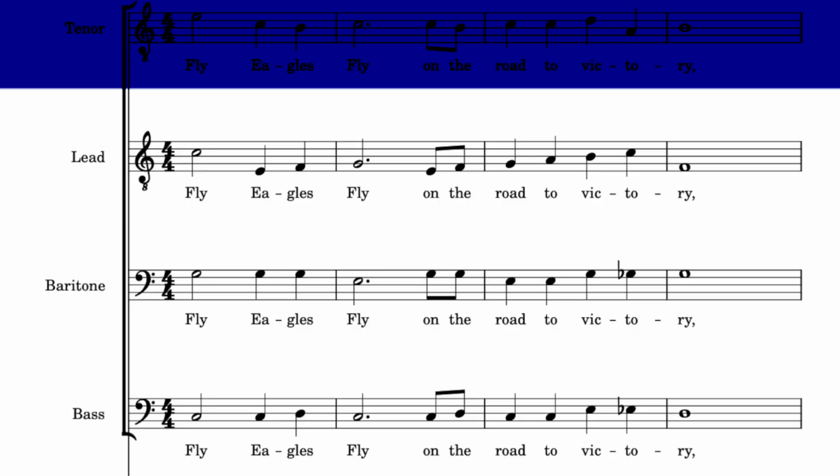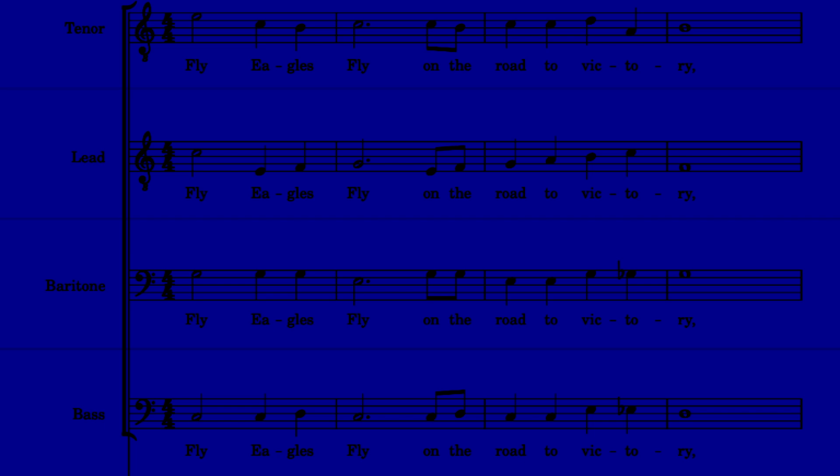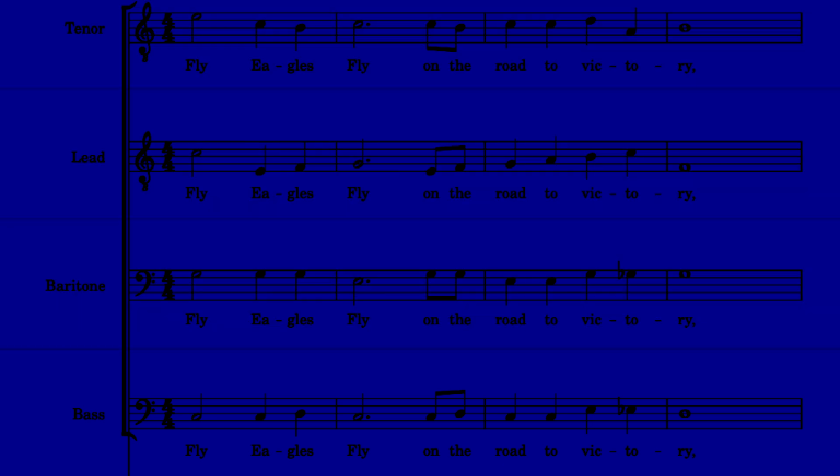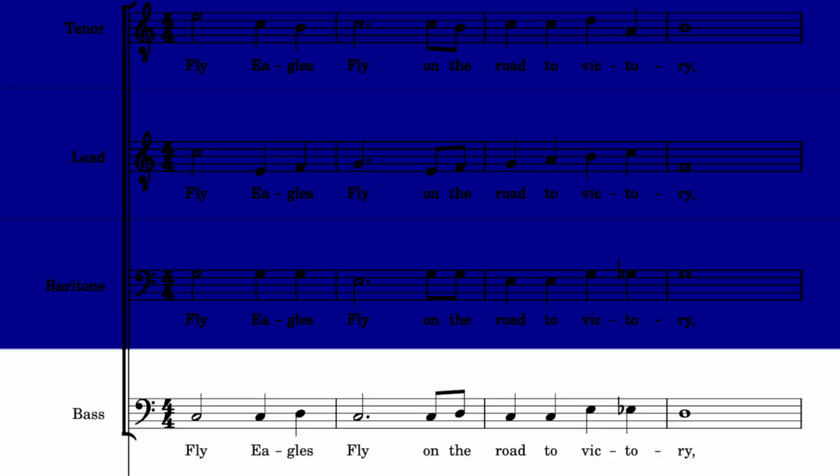Listen to the next example. What 3 voice parts did you just hear? You just heard tenor, lead, baritone. Next example. What did you just hear? You heard 3 basses. What is it called when multiple voices sing together, but they're all singing the same pitch as each other?